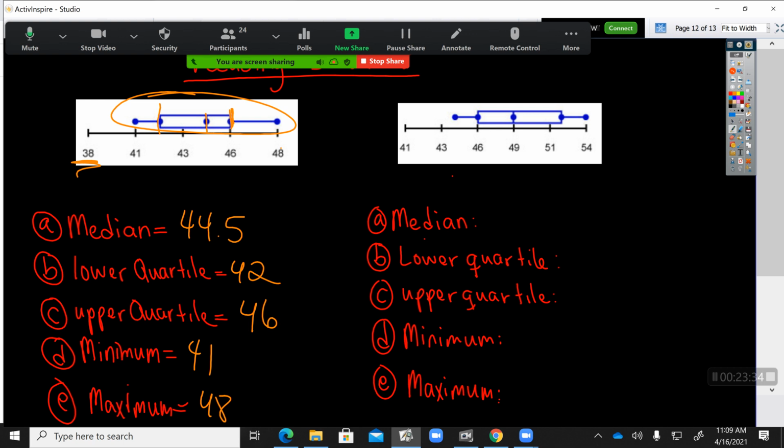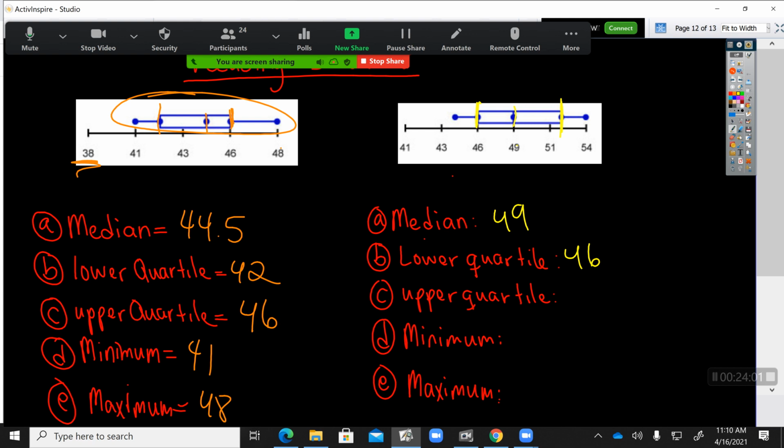So let me now review the second one, just to give you another refresher. To find the median, it's the middle line of the box. Middle line of the box is right here. It touches 49. Lower quartile is the first line of the box. That touches an exact number, 46. Upper quartile is the right side of the box. Now that touches in between two numbers.